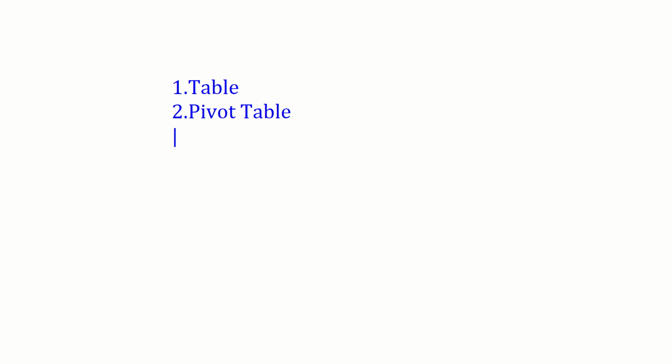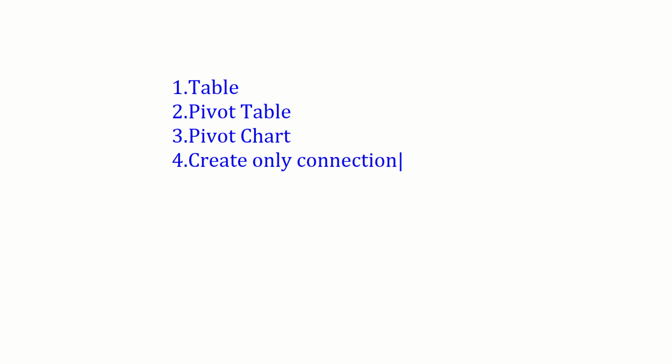Second, you can create a pivot table. Only a pivot table can be created. Third, it will be loaded as a pivot chart. Fourth, create only connection. It will create only the connection. Only the connection will be there. Your data will not get loaded into Excel. Your data will still reside in Power Query. But we can have a connection.